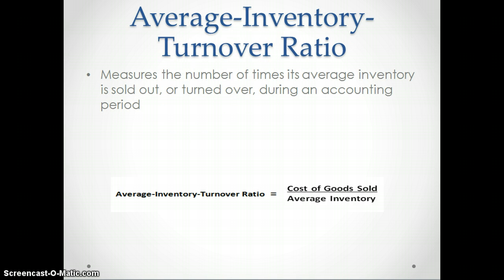The first ratio we're going to look at is the average inventory turnover ratio, and that is figured by taking the cost of goods sold over the average inventory. What the average inventory turnover ratio measures is the number of times a company's inventory is sold out or turned over during an accounting period.